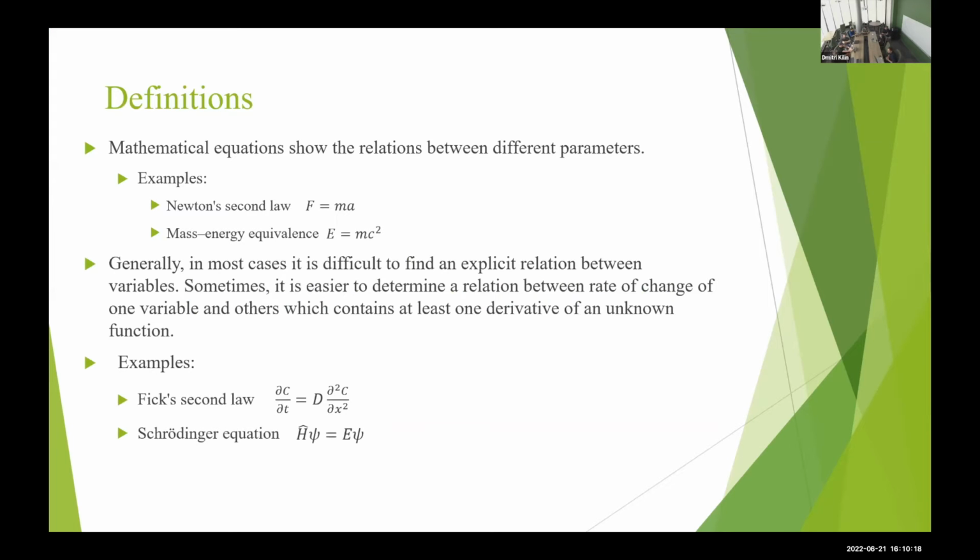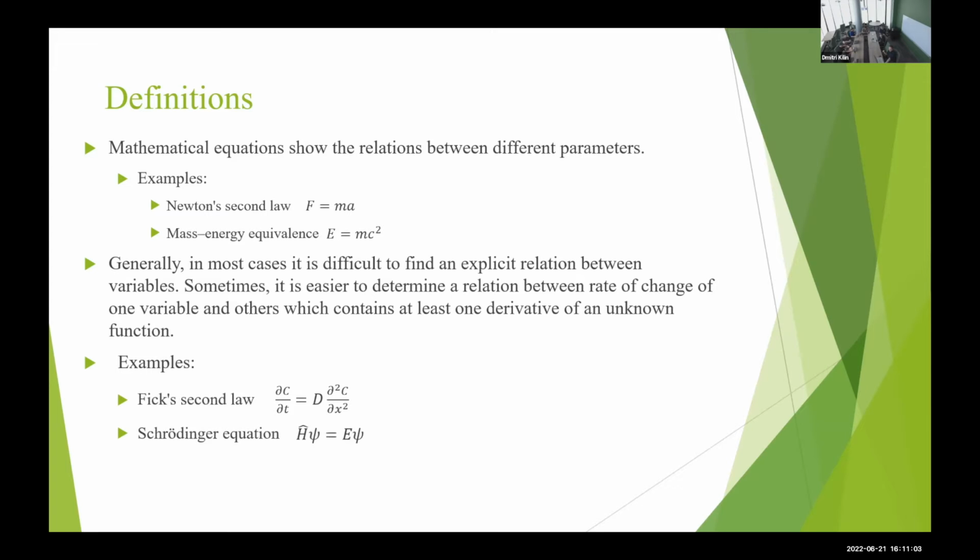So let's begin. In mathematics, we try to explain the relation between different parameters and variables in something that we call an equation. Explicit equation examples, like Newton's second law or mass-energy equivalence, are really famous. But this kind of explicit relation is unfortunately really rare, because nature and reality are really complex. So we have no choice but to define the relation based on the rate of change of variables.